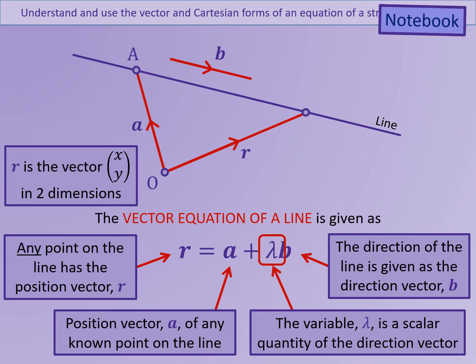And lambda is a scalar which, as it increases or decreases, moves the point along the line. So what is happening here is we are starting at the origin. We are travelling to the line using the position vector, a. We are then using multiples of the direction vector b in order to travel to any point up or down the line.